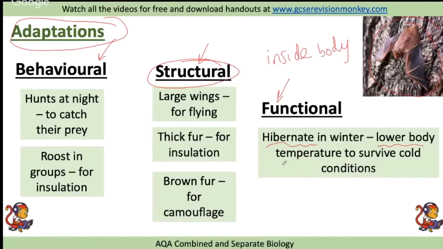Internally, it lowers its body temperature. So whatever animal or plant you're given, it could be a 6 marker, for example, try and think about how it behaves, the structure of it, and things that happen inside of it.